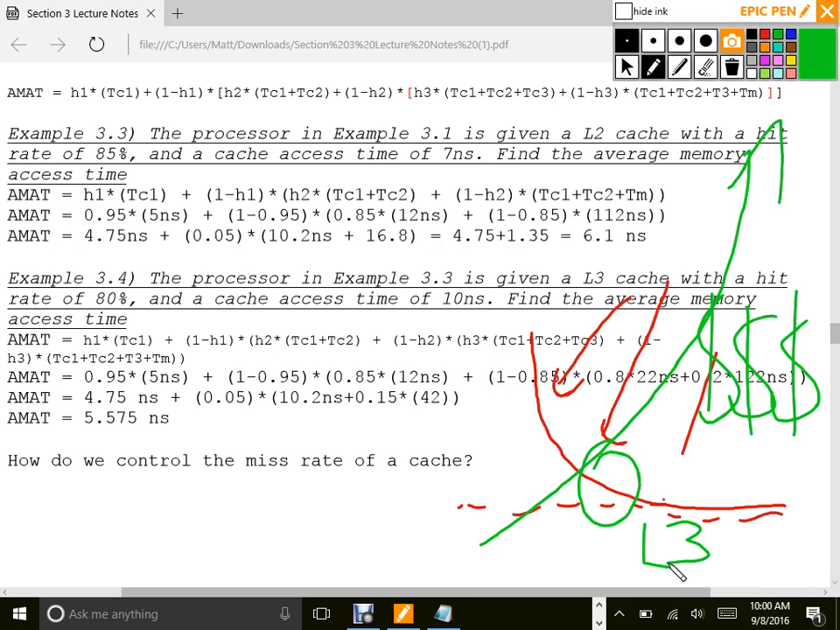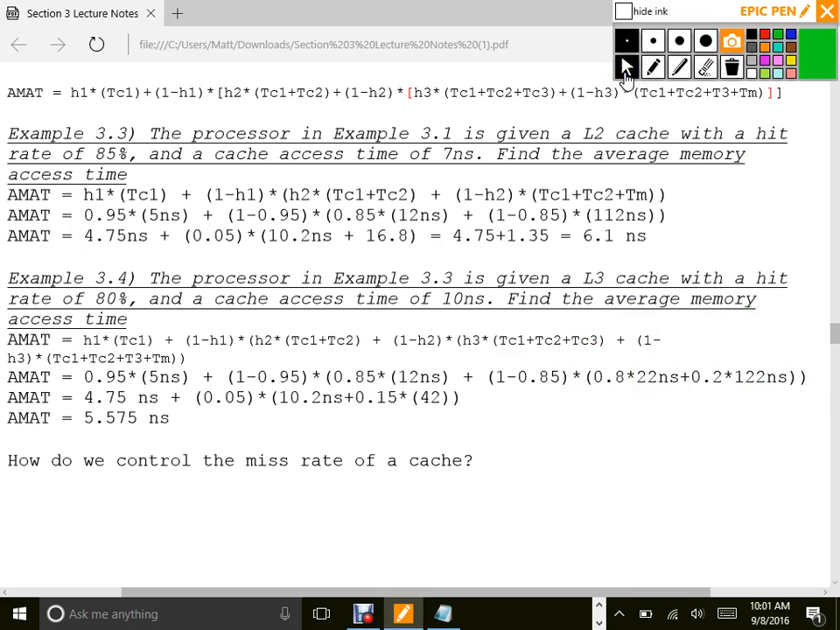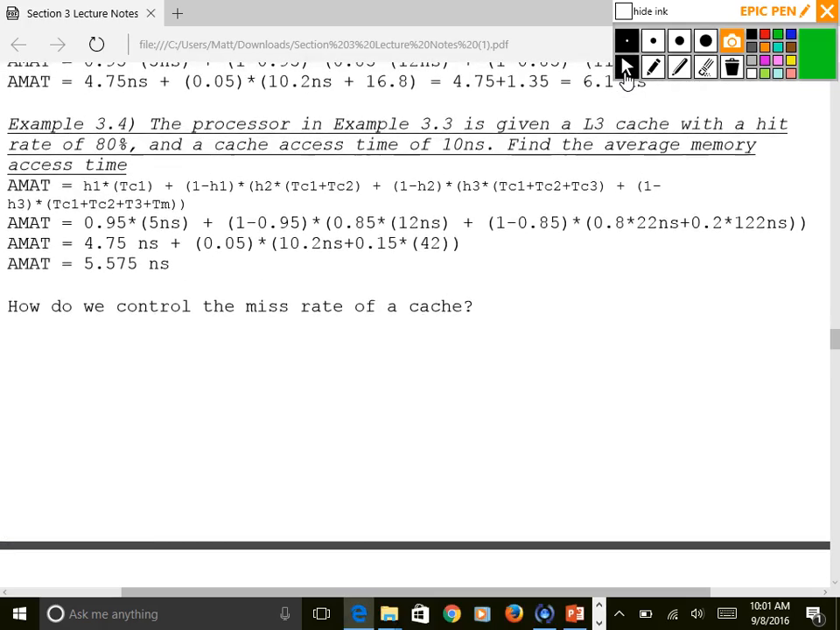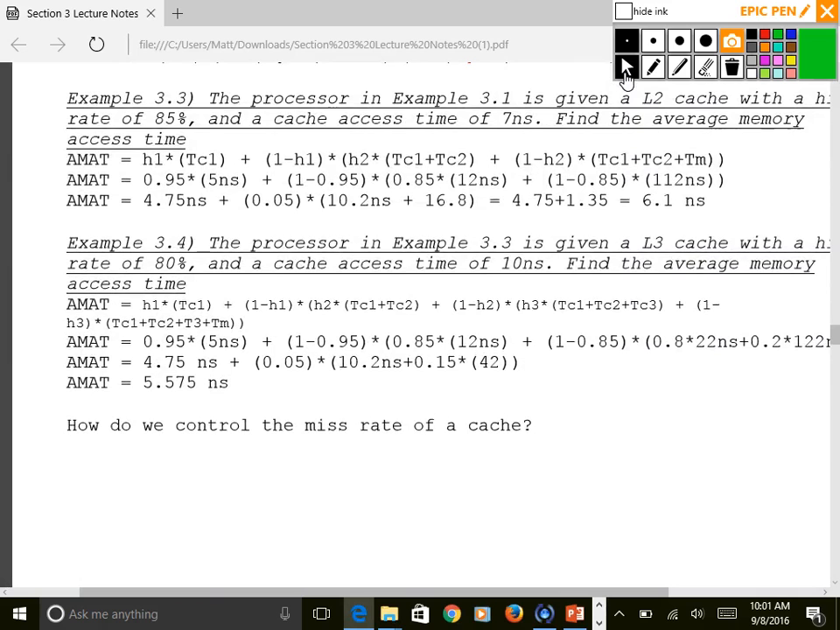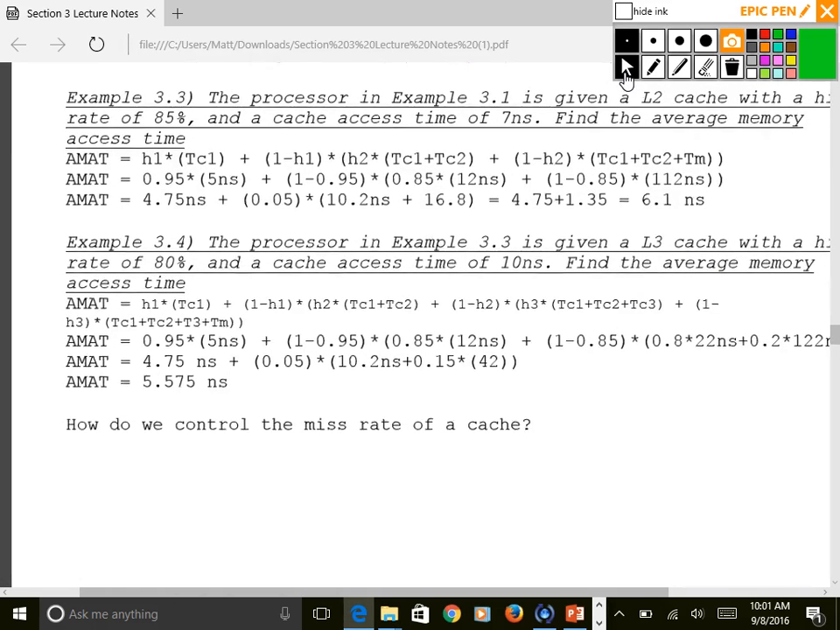Okay. Does anybody have any questions on this? Yes. Is there a way to better improve the hit rates on your lower levels of cache? Yes, that will be answered in a second. You're thinking right, because you can.